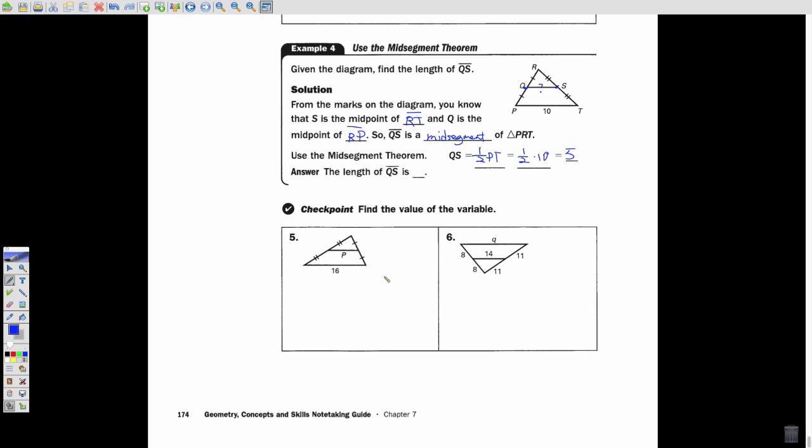Okay, so it's pretty easy. It's not as convoluted as the proofs that we did earlier in the chapter.